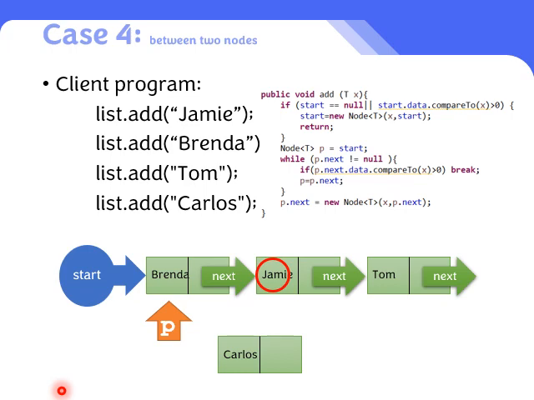So, in this example, the first node we compare to Carlos is Jamie. Since Carlos is smaller than Jamie, a new node Carlos will be inserted before it. That is, the next of the new node points to the Jamie node, which is the next of the current P, and the next of P points to the new node. This completes the insertion.